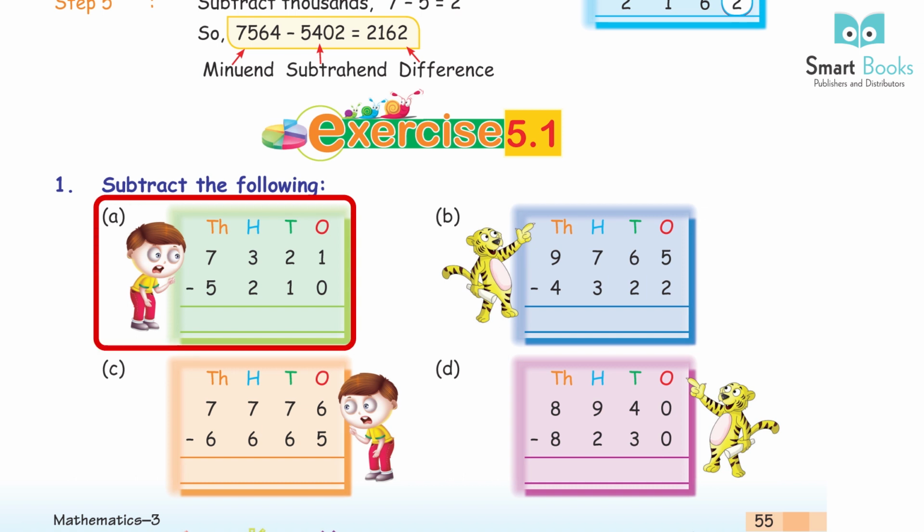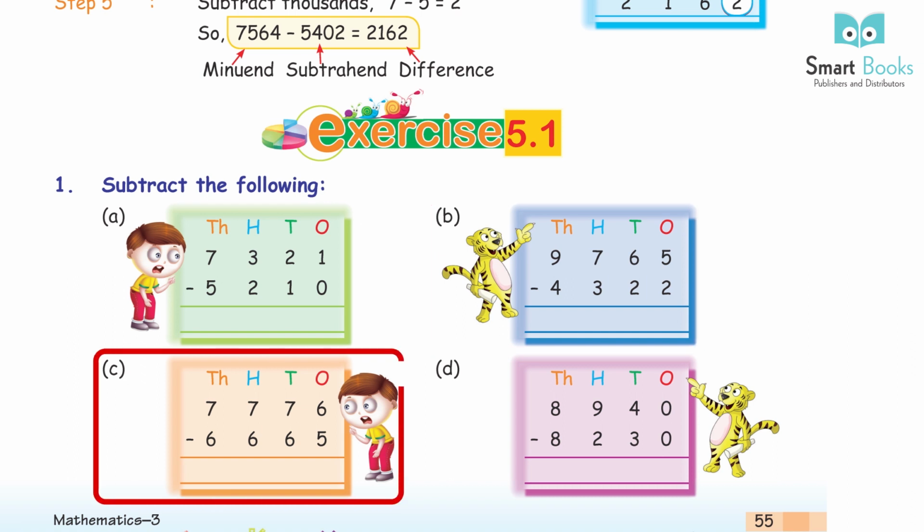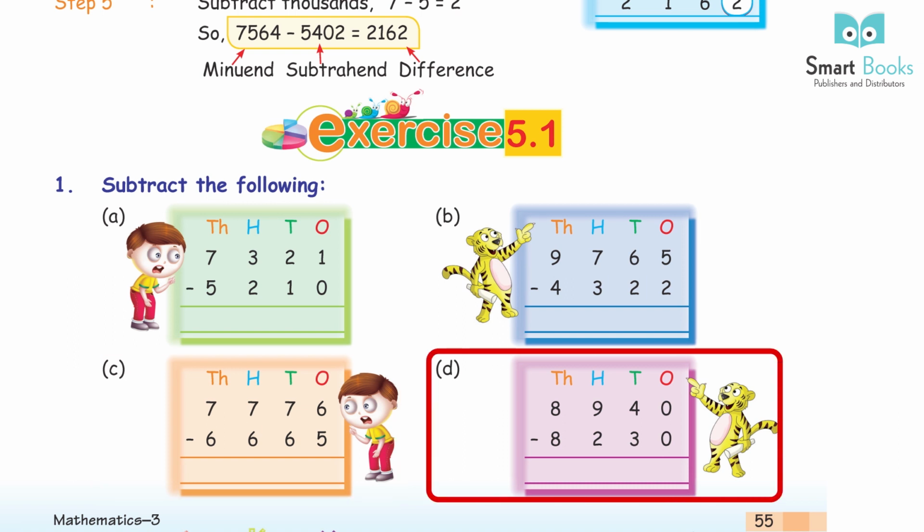A. 7,321 minus 5,210 is equal to 12,531. B. 9,765 minus 4,322 is equal to 5,443. C. 7,776 minus 6,665 is equal to 1,111. D. 8,940 minus 8,230 is equal to 710.